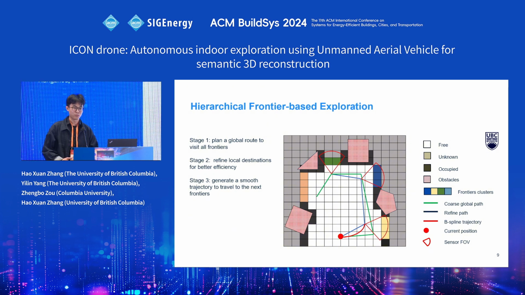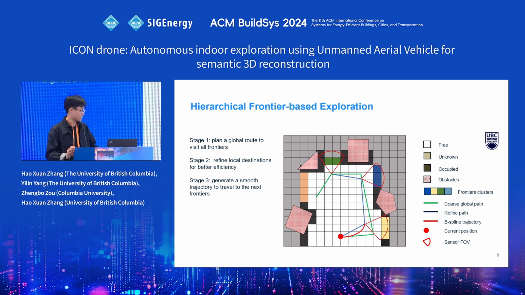Next, after knowing where you are, the next question is where to go next. So we use a hierarchical frontier-based exploration algorithm. In a nutshell, the drones will be perceiving the space using a depth camera, and it will be constructing a 3D voxel grid map in the computer.